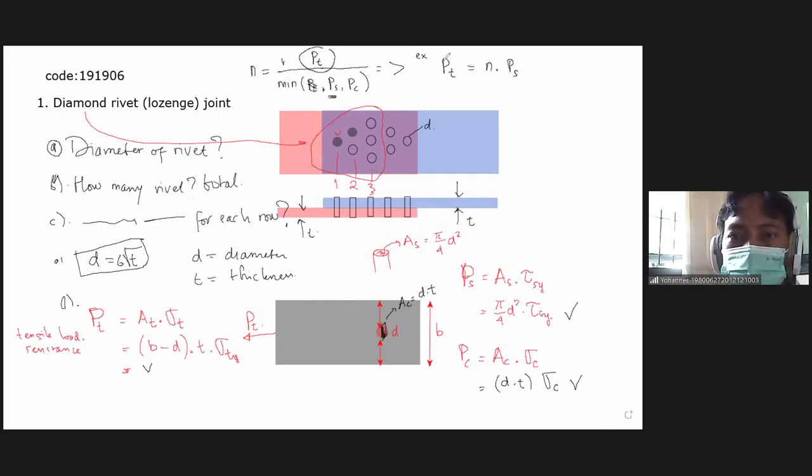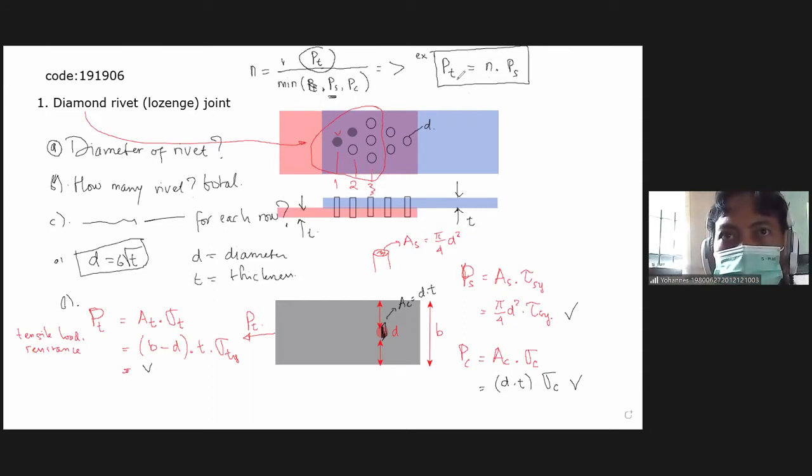Okay, so in this formula, we can see that in order to have an equal strength between tensile and shearing on the rivet, we have to put some number of rivet here, which is represented by n. So in this case, we will have the balance between the tensile failure and the shear failure.